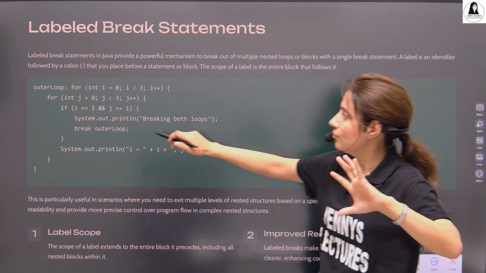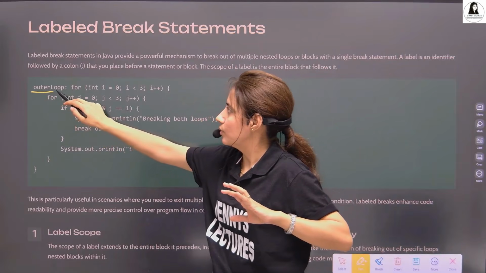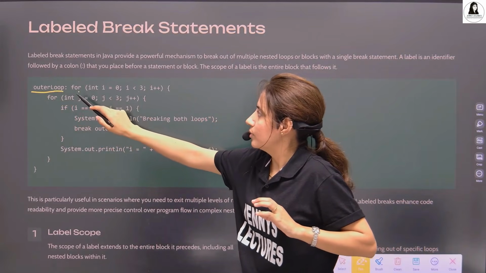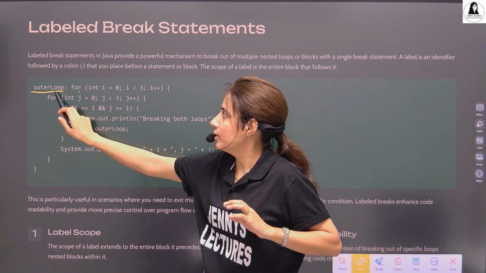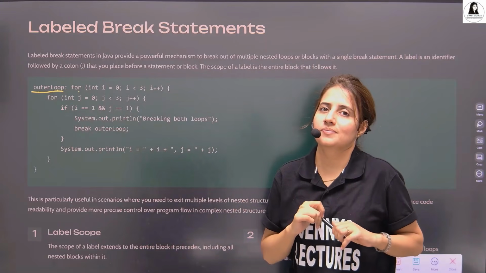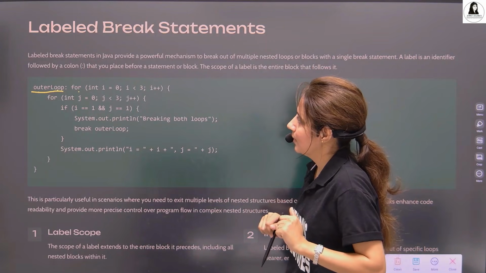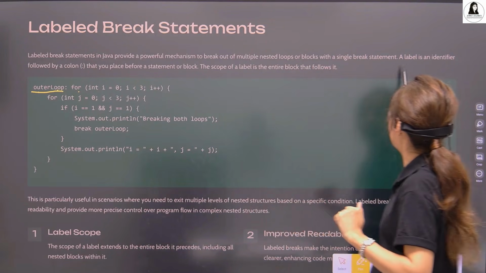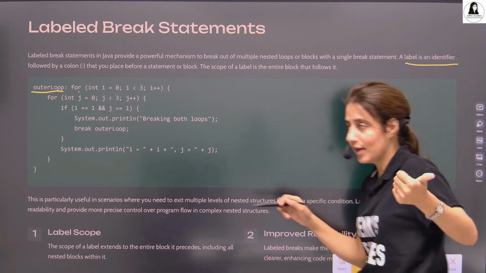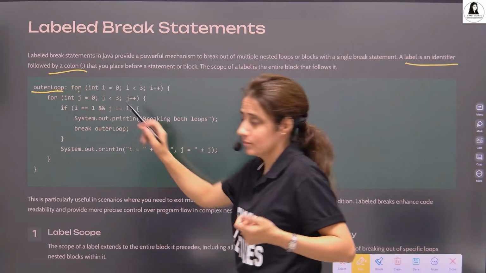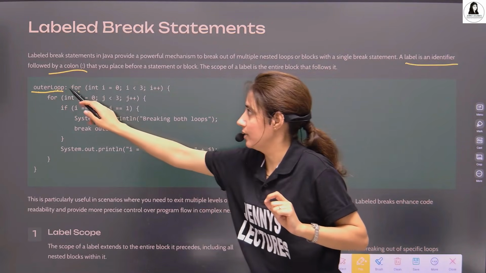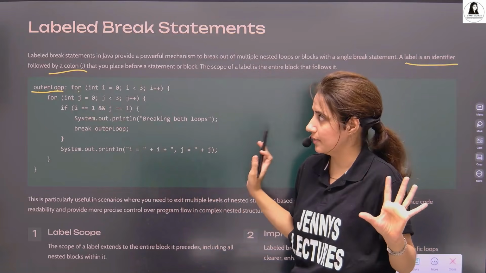So see here, the same example we have taken, the previous example. But now we have labeled the outer loop. The name of this loop is outerloop and just a colon. So this is how you label it. A label is nothing but an identifier followed by a colon. See, followed by a colon. That's it. So this is a label.